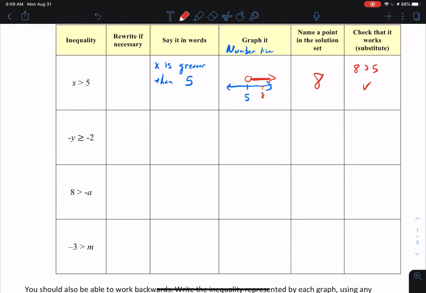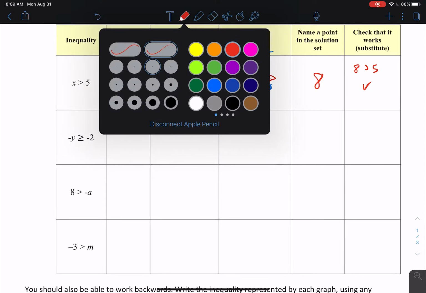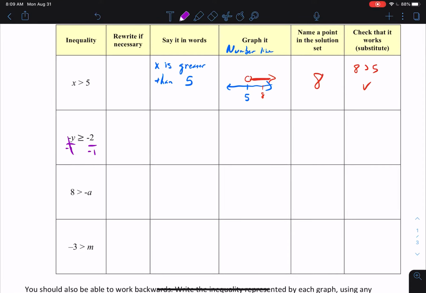We have negative y is bigger than or equal to negative 2. So the y is negative, and I need to undo that. I'm going to divide both sides by a negative. But since we're multiplying or dividing by a negative, we need to flip our sign. And what happens now is instead of negative y being bigger than or equal to negative 2, we have y is less than or equal to 2.